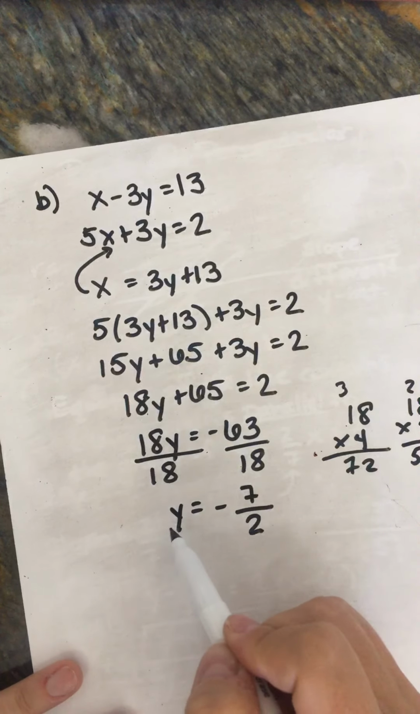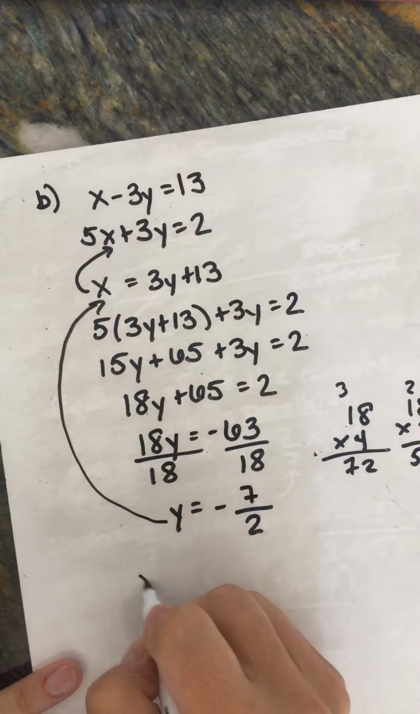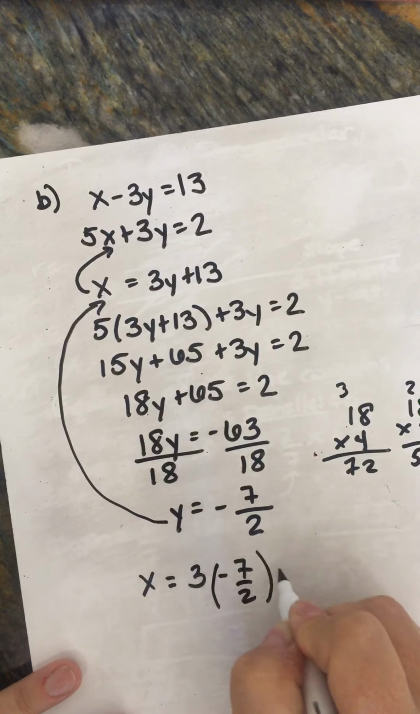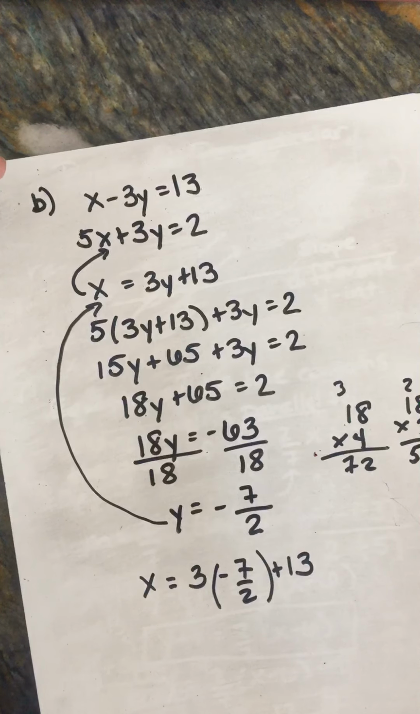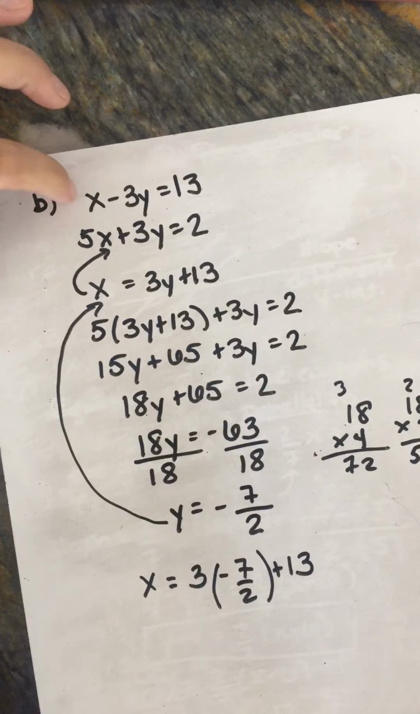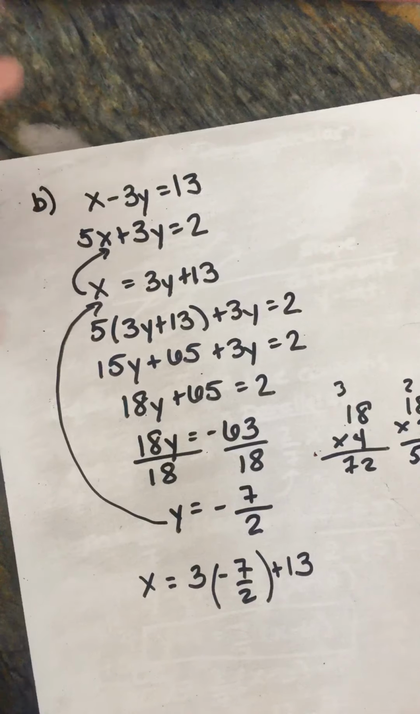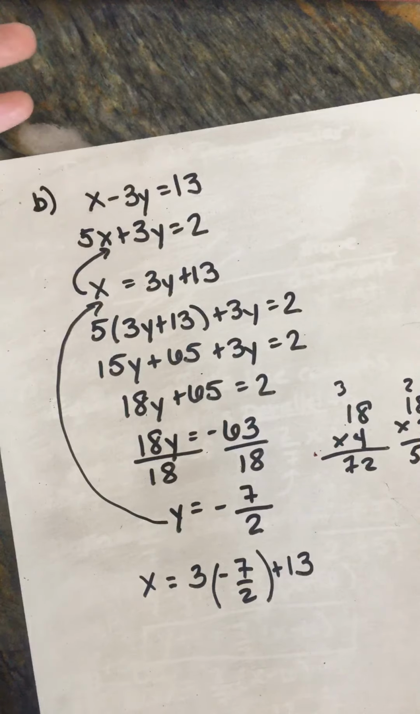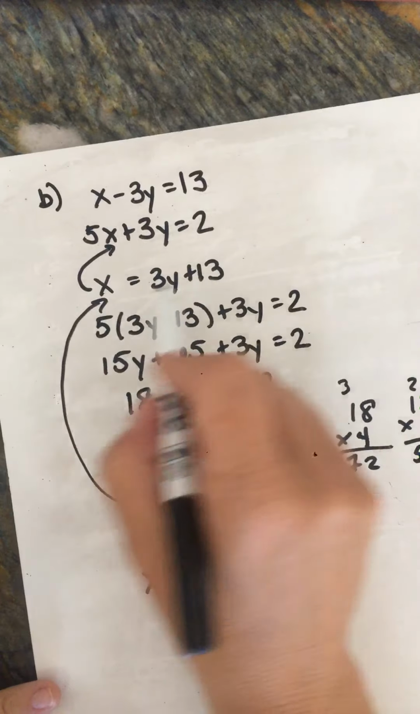So maybe I will substitute this back into this one here, because then I've got x equals 3 times negative 7 over 2 plus 13. Does it matter which one I choose? It doesn't. These two are the same equation, just written in different forms. And this is the other equation. Since this is where they intersect, this point will be on this line. So you could choose any of them, but I think this one will be the easier.